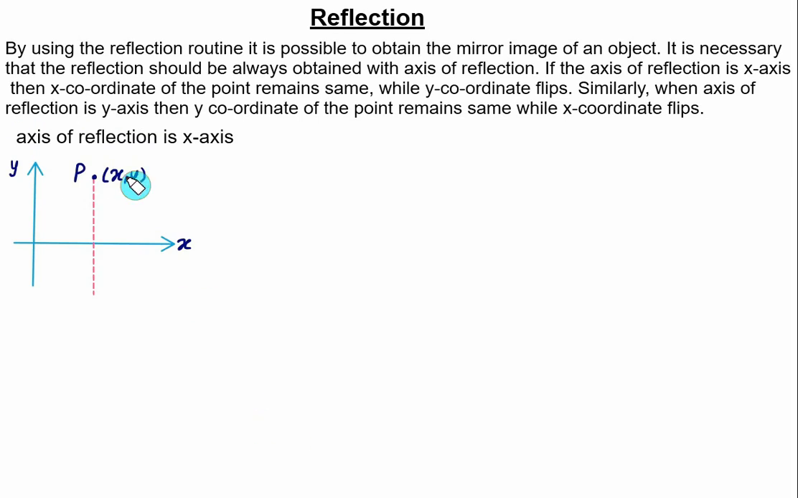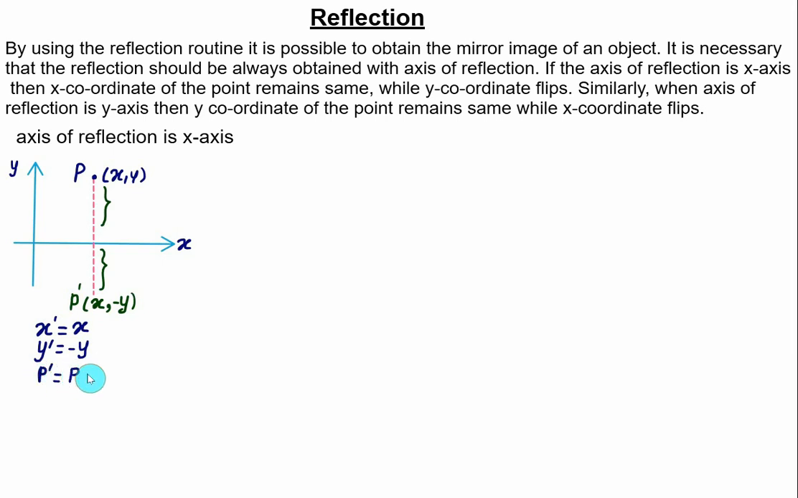When the axis of reflection is the x-axis, you have to take the mirror image of the point P about the x-axis. Whatever the distance y here, the same distance will repeat here also. But the x-coordinate will not change. You will get here P prime, which has the x-coordinate equal to x, and the y-coordinate will become minus y. So we have x prime equal to x, y prime equal to minus y.